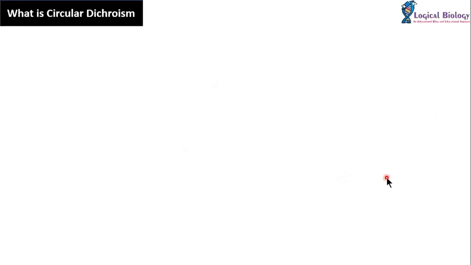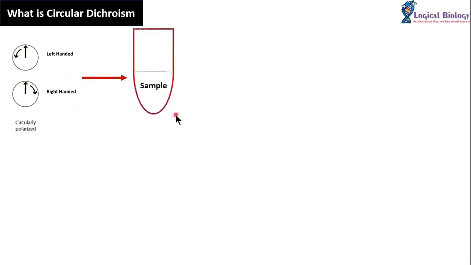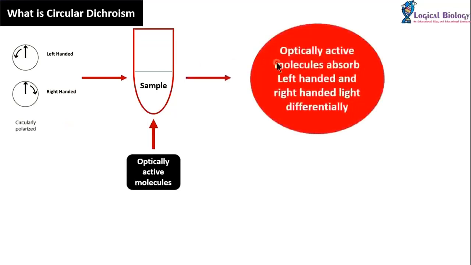So we do the experiment again. We now have circularly polarized light, which we put on a sample, and the sample should be optically active, meaning it should be asymmetrical, or it should have a chiral center, like alpha helix or amino acids or carbohydrates. So when an optically active molecule interacts with circularly polarized light, then because of its asymmetry, these molecules absorb left-handed and right-handed light differentially.